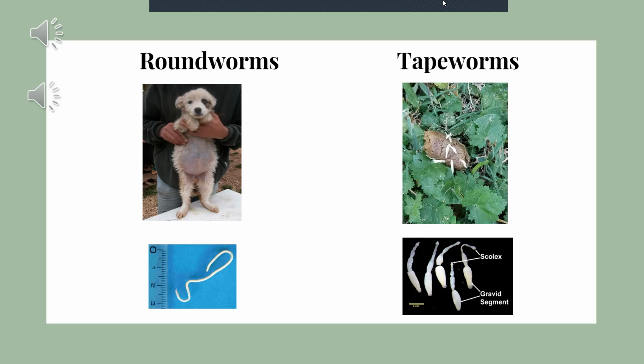On the right, we have tapeworms. There are two genera that I'm going to talk about, Echinococcus and Taenia. And Echinococcus is divided into two relevant species for our purposes, canadensis and multilocularis.